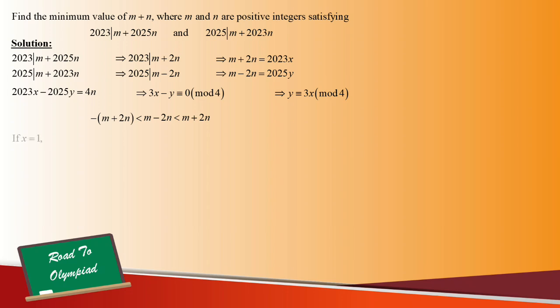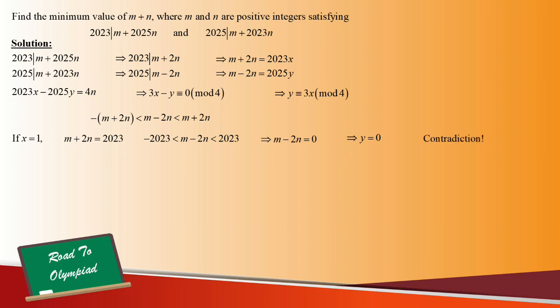If x is equal to 1, we have m plus 2n is equal to 2023. This gives us m minus 2n is between negative 2023 and 2023. As a multiple of 2025, the only possible value for m minus 2n is 0. But this gives us y is equal to 0, which does not satisfy the fact that y is congruent to 3x mod 4.